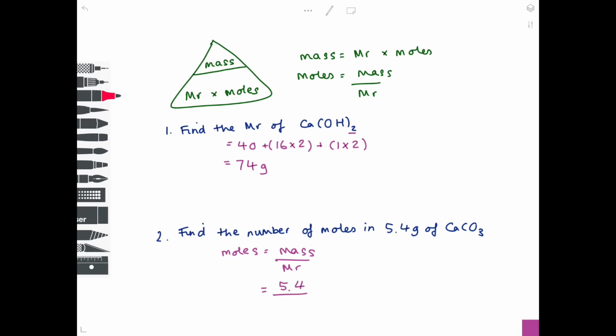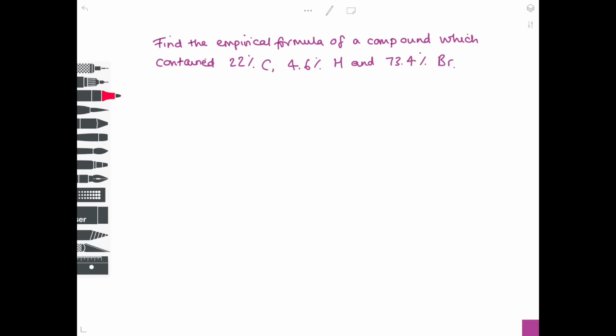Now we need to work out the mR of calcium carbonate. So using the periodic table, calcium has a mass of 40, carbon is 12, oxygen is 16, and we need to multiply that by 3 due to this 3 here. So that's 5.4 divided by 100, which is 0.054. Now we're looking to find the empirical formula of a compound which contained 22% carbon, 4.6% hydrogen and 73.4% bromine.